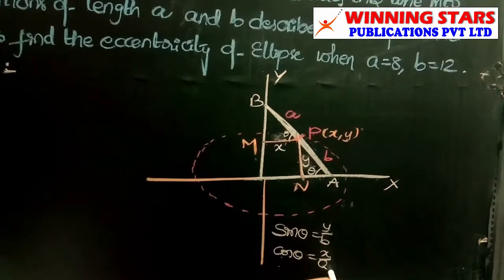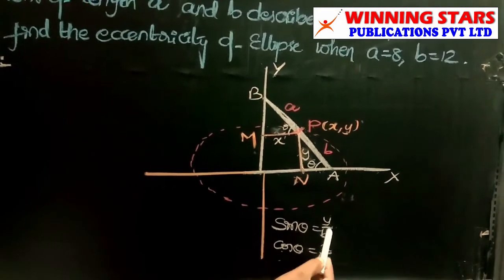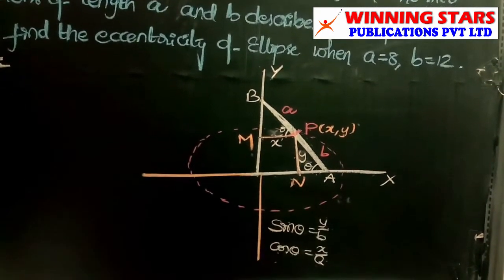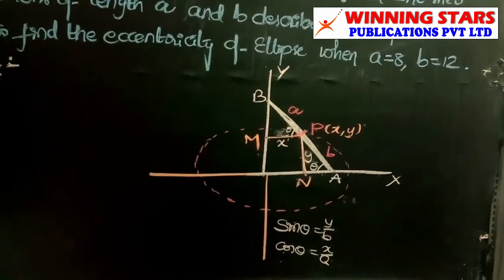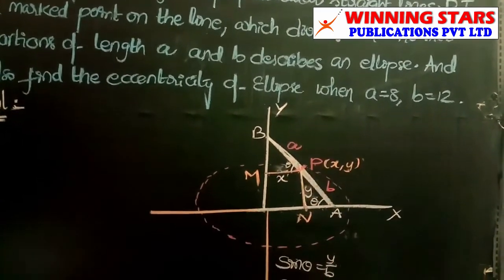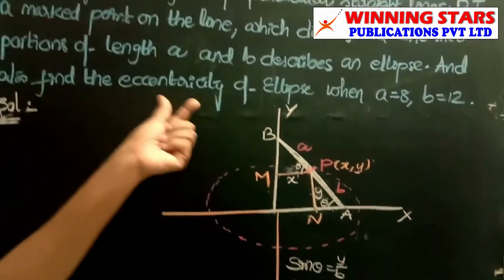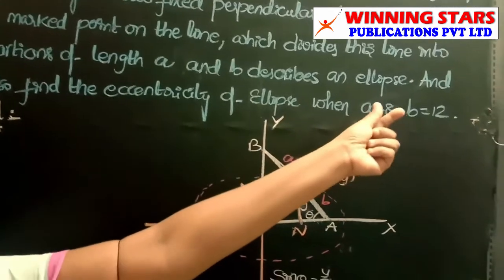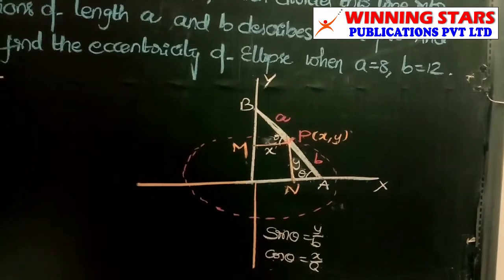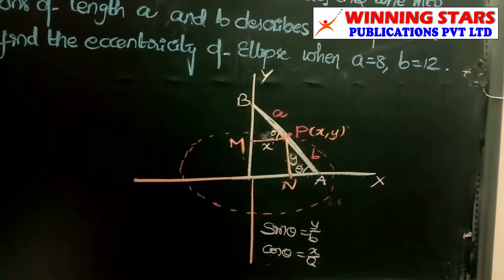By adding these two equations, we get x square by a square plus y square by b square is equal to cos square theta plus sin square theta, that is equal to 1, which represents an ellipse. So the point P lies on the ellipse. And also we are asked to find the eccentricity of the ellipse when a is equal to 8 and b is equal to 9. This is the second case, where we take the eccentricity formula as square root of b square minus a square by b square.